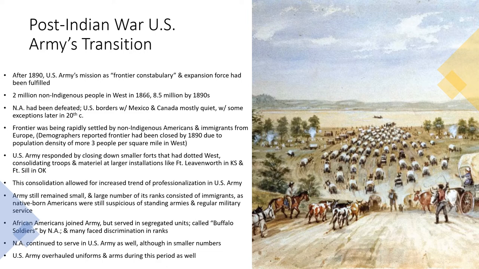That was their reasoning. And it's because of this, the U.S. Army begins by closing down its smaller forts and installations, which were all across the West. They begin to consolidate their troops and their materiel in larger installations like Fort Leavenworth in Kansas and Fort Sill in Oklahoma, just for example. This consolidation allows for increased trends of professionalization in the U.S. Army. They have more time to train and more time to practice and more time to become professional because they're not fighting Native Americans anymore.